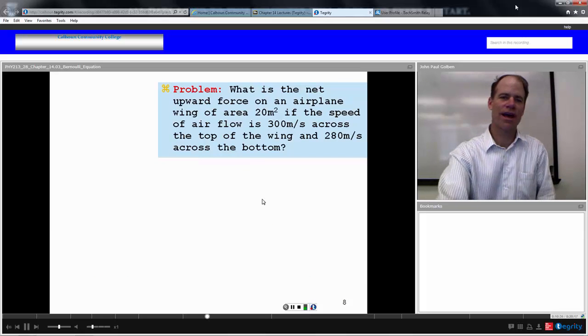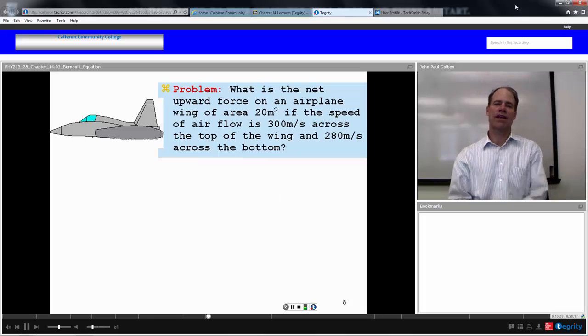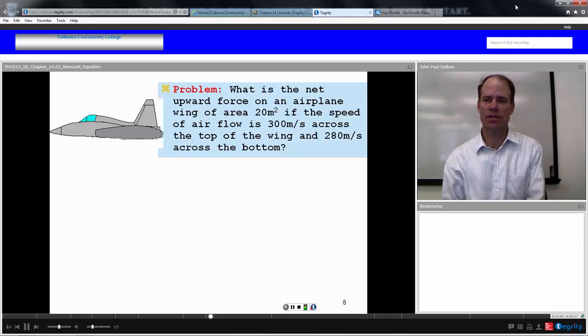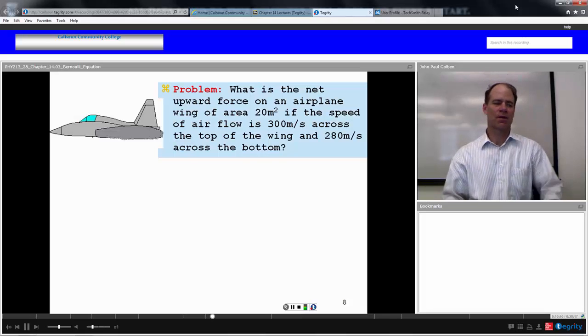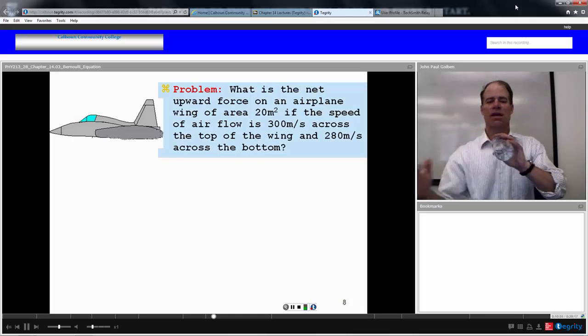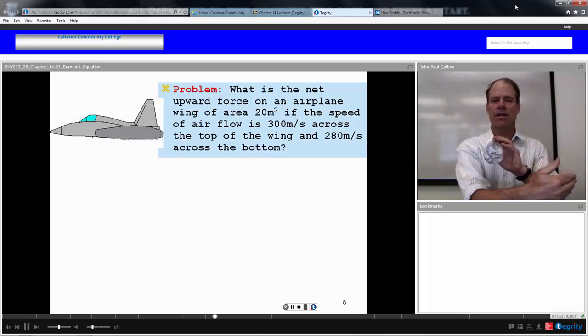Let's try out Bernoulli's equation on this problem. What is the net upward force on an airplane wing of area 20 square meters if the speed of airflow is 300 meters per second across the top of the wing and 280 meters per second across the bottom? Well, if I have a curved wing, say something like this, and if the airflow is streamlined, that means it's coming in and recombining on the other side.